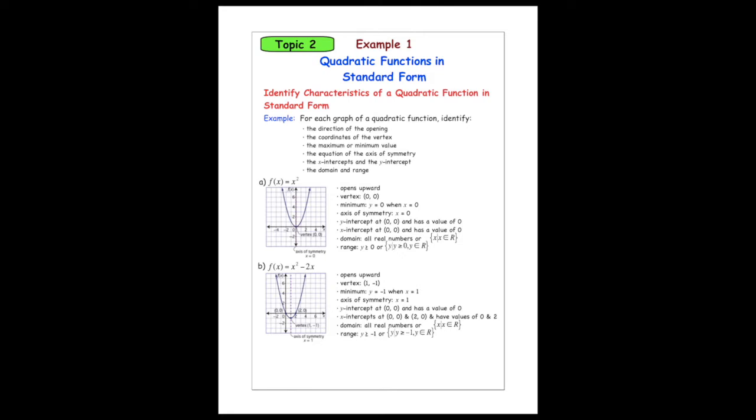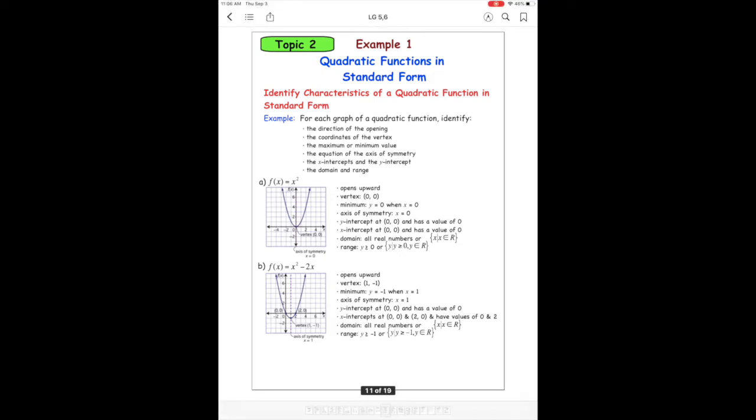All right, so these are some of the characteristics that we're going to look at. So we'll go through them. The first thing is we want to know direction of opening, and we know that by looking at the A. If the A is positive, it opens up. If it's negative, it opens down. The vertex, which we've done, that's your P and your Q.